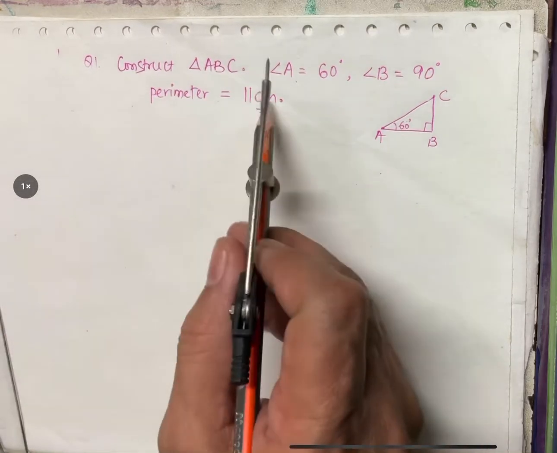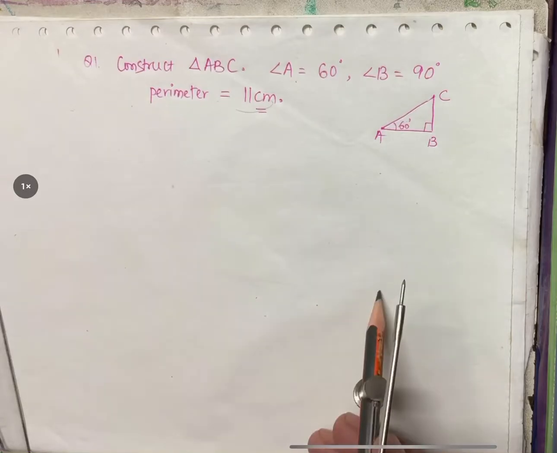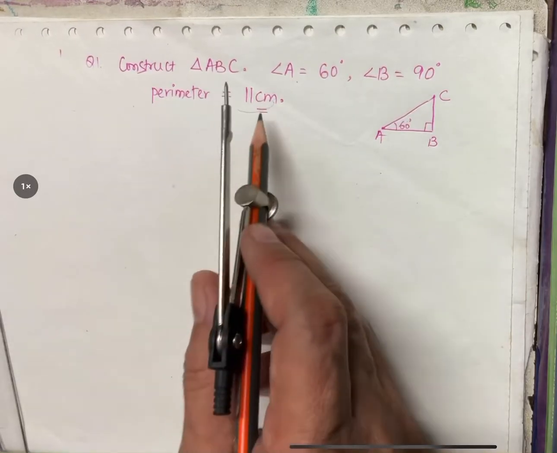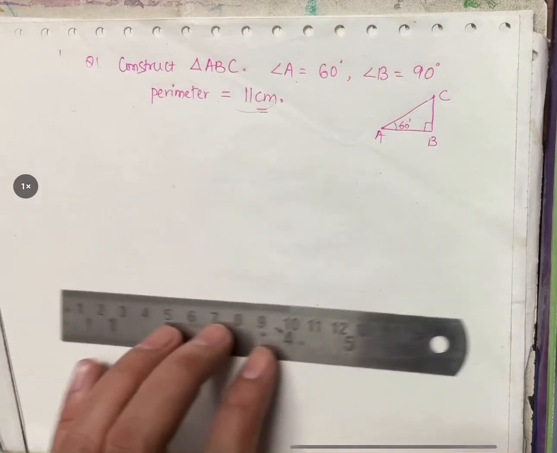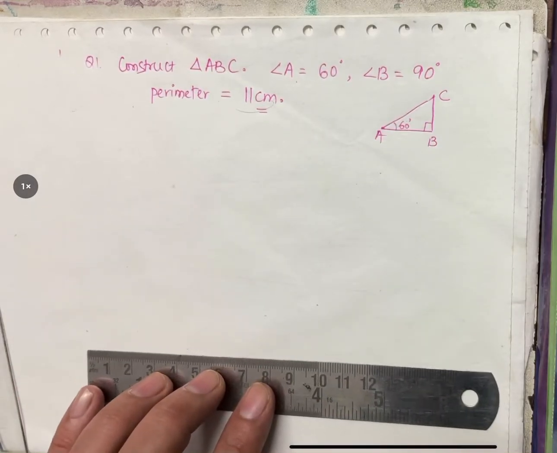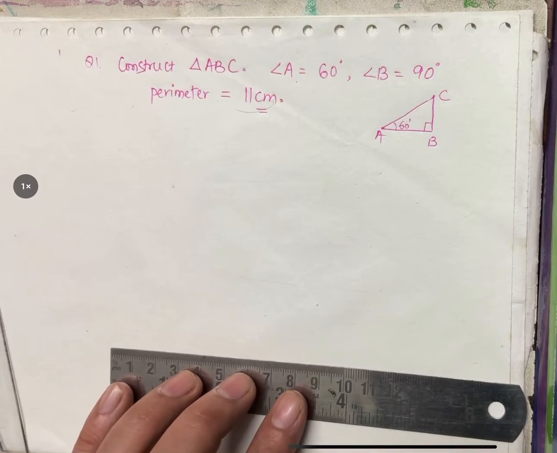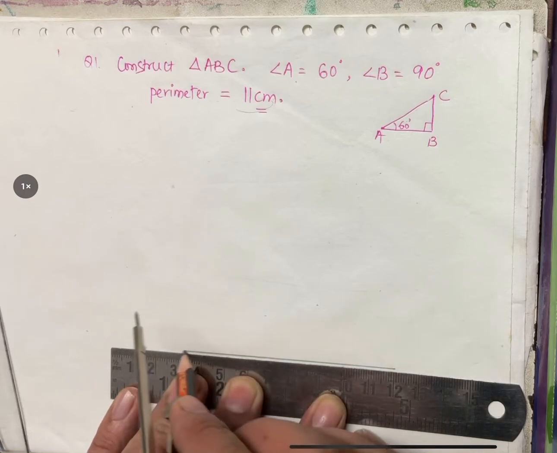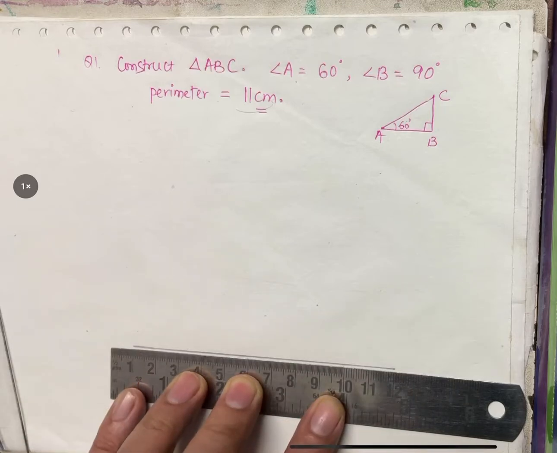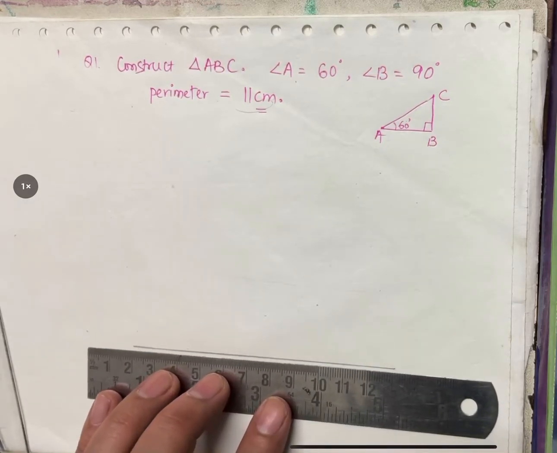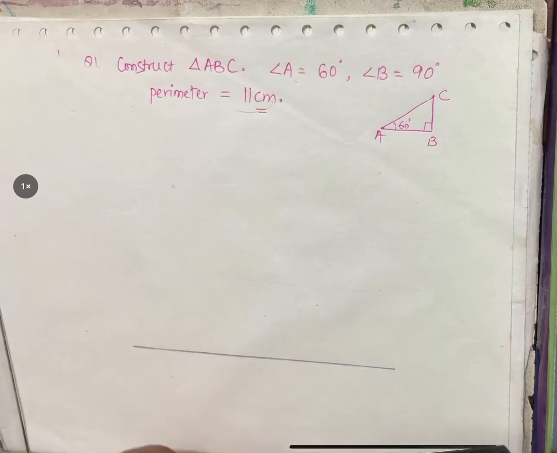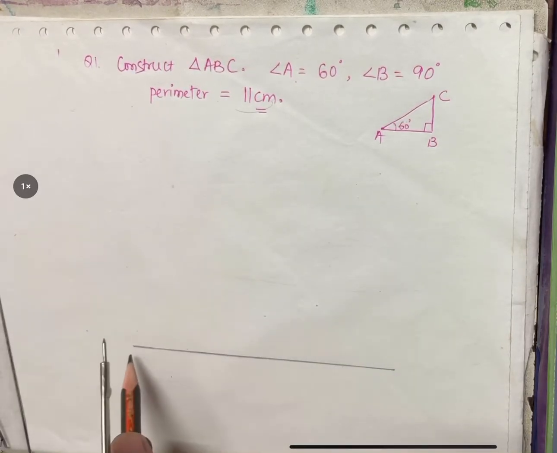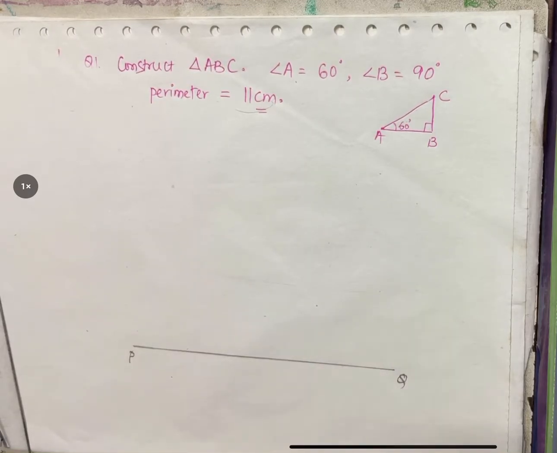First of all, note down the perimeter and draw a line segment equal to the length of the perimeter, that is 11 centimeter. So if we go from 12 to 1, this is 11 centimeters. But these points are not A and B. We will name them P and Q. You know what's going to happen?